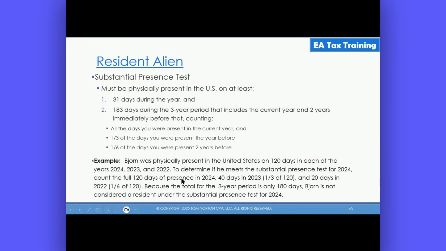We count the full 120 days in 2024. We count 1/3 of the days in 2023. So 1/3 of 120 is 40 days. And we count 1/6 of the days in 2022, and 1/6 of 120 is 20 days in 2022. So when you add that together, it's 120 plus 40 plus 20. That's 180 days. So 180 days is less than 183 days. Therefore, Bjorn is not considered a resident alien for 2024. He would be a non-resident alien for 2024.